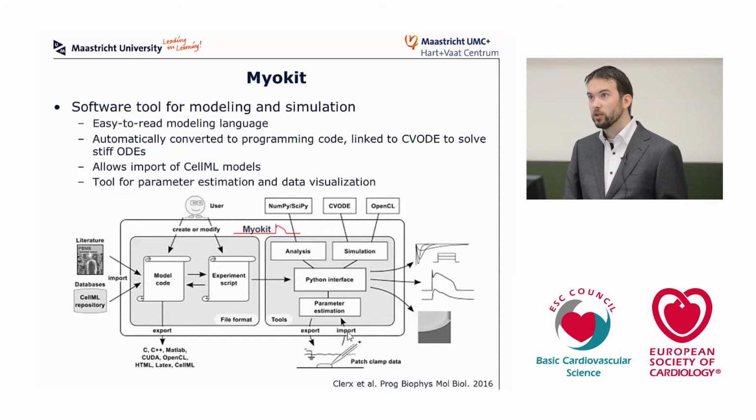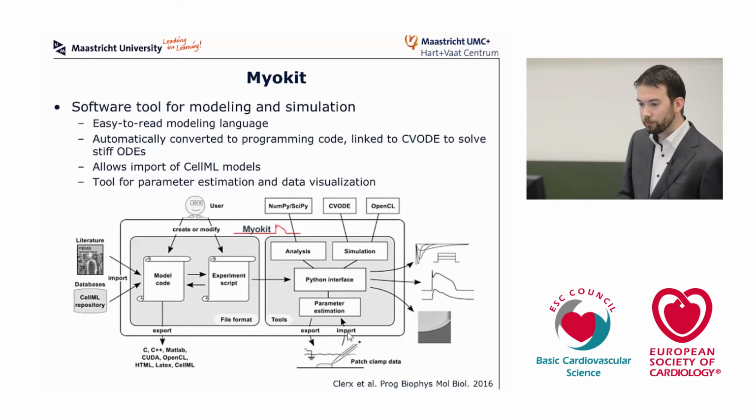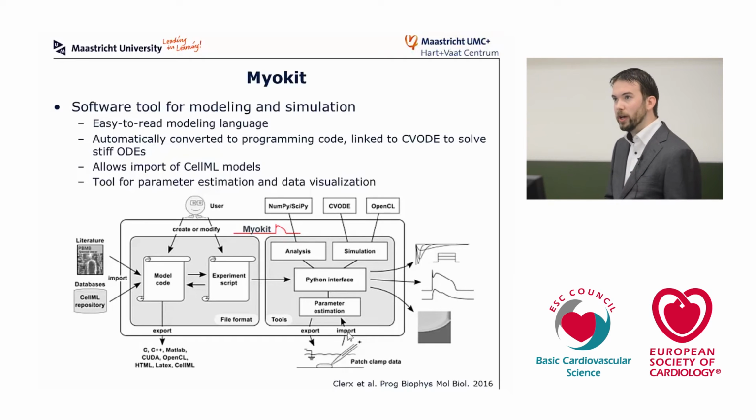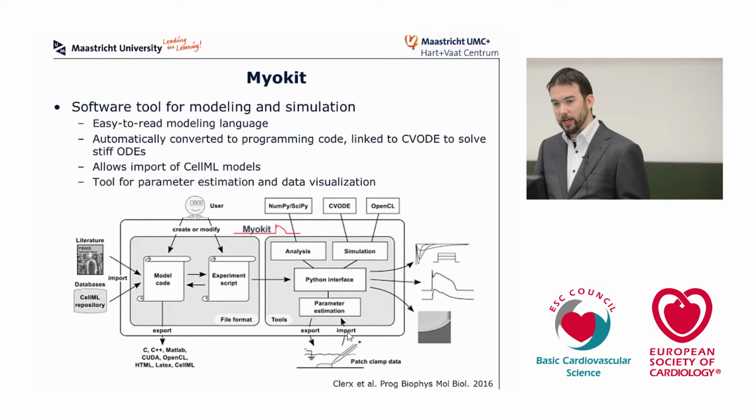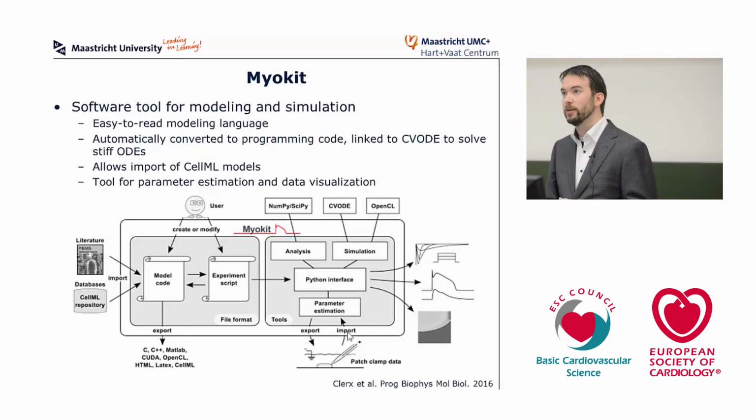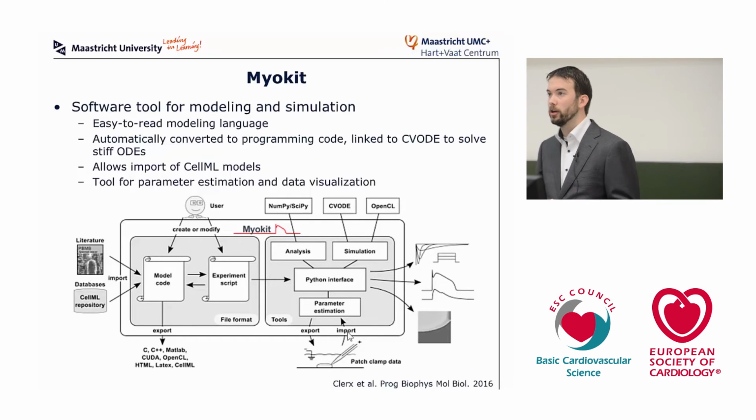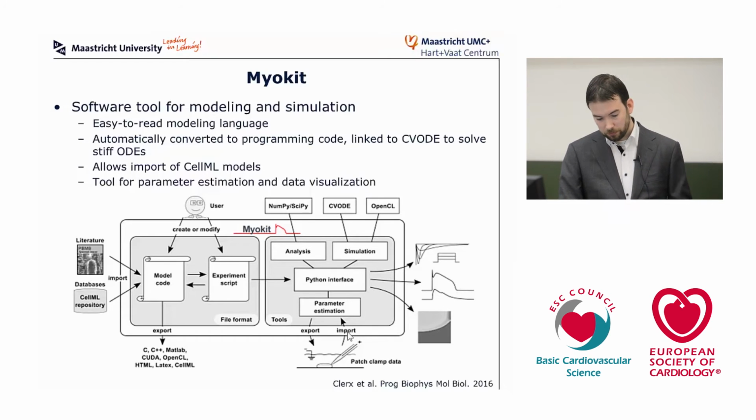And it also provides various ways to visualize the results and just make it easier to, for instance, validate the model. And so an example of MyoKit will be available at the end of the podcast, and there I will show how this can be used to, for instance, simulate the effects of a mutation in the IKr channel.